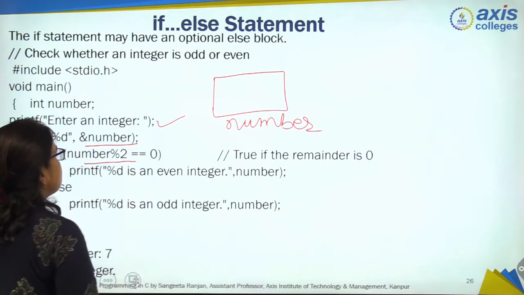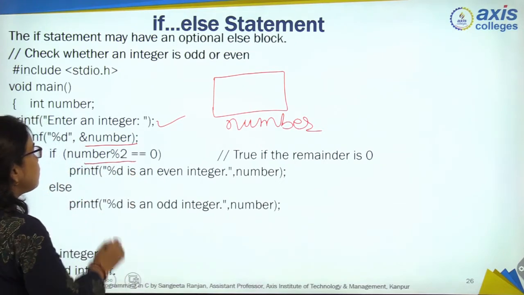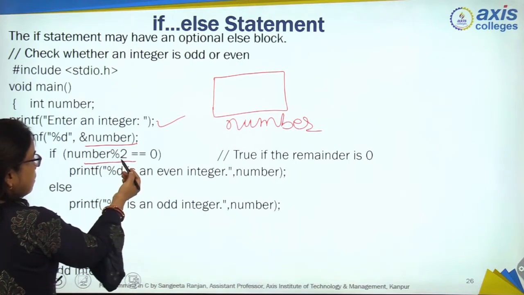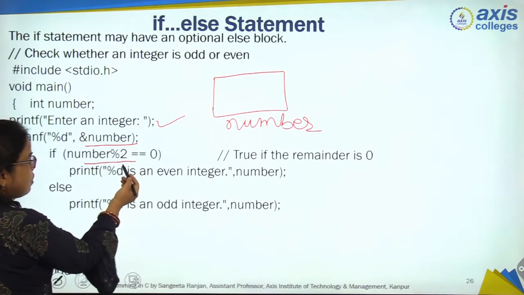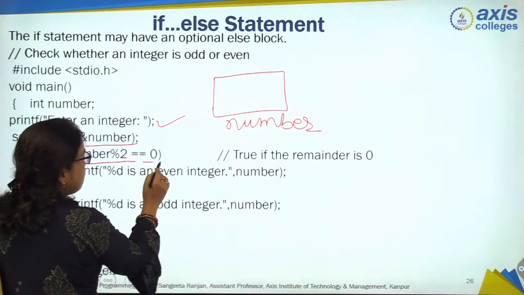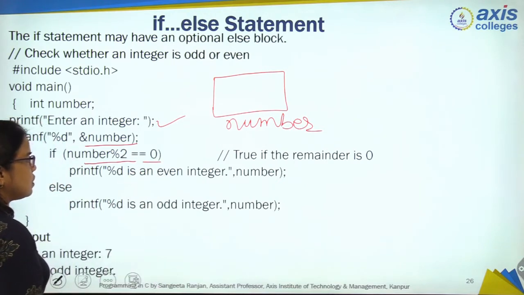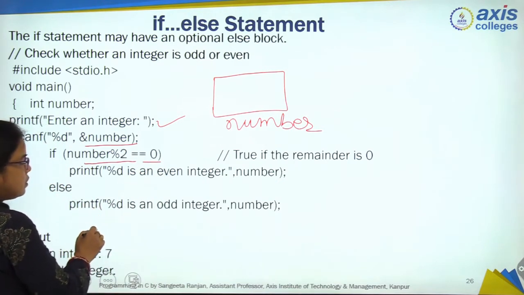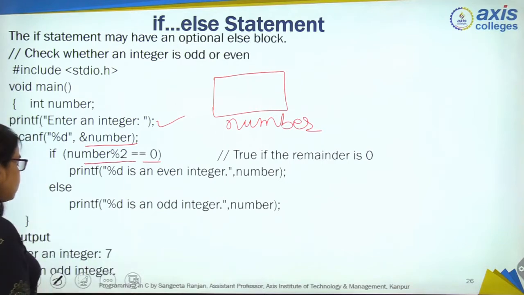Number modulus 2 means whatever remainder comes after the modulus operator. If that is 0, that means the number is even. If that is not 0, then the number is odd. In this way we can write this program and execute this program.